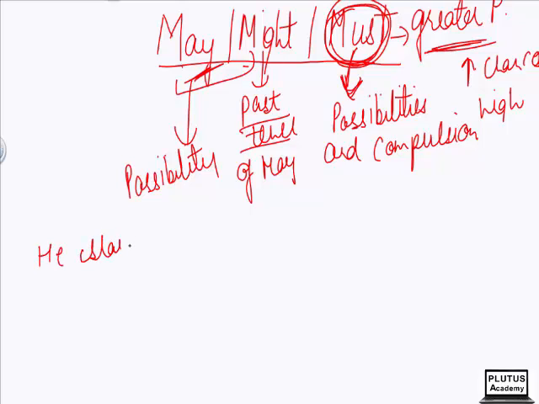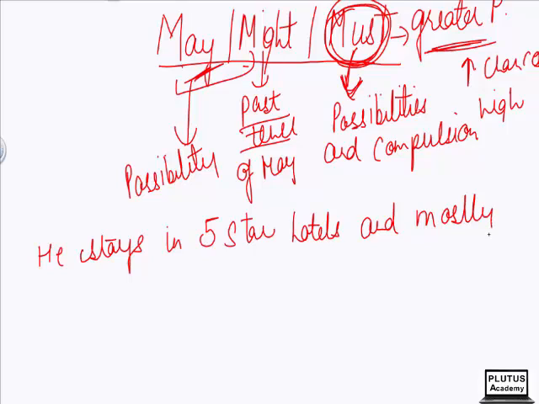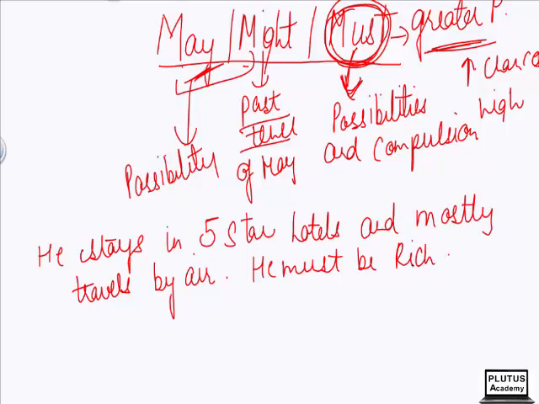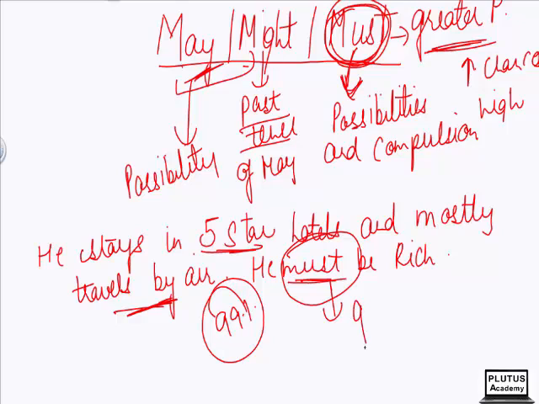He stays in 5-star hotels and mostly travels by air. He must be rich. See, why have we used must here? The one who has so much money that he can stay in 5-star hotels and mostly travel by air, that means there is a 99% chance that he is rich. So that's why we have used must in order to show a greater possibility.